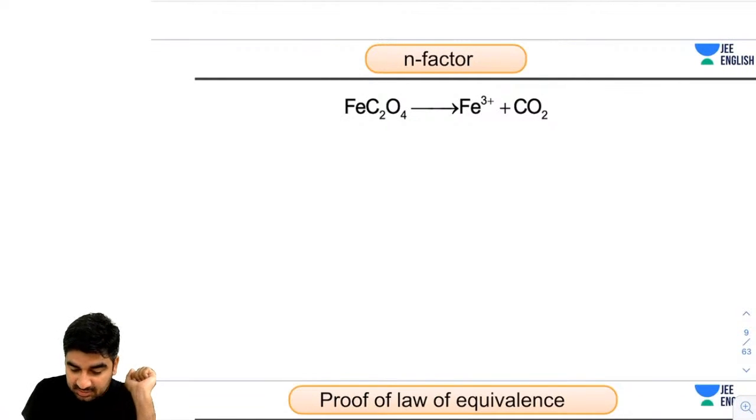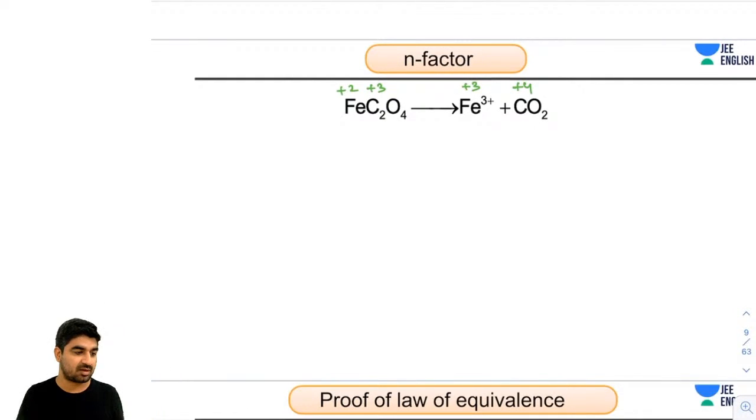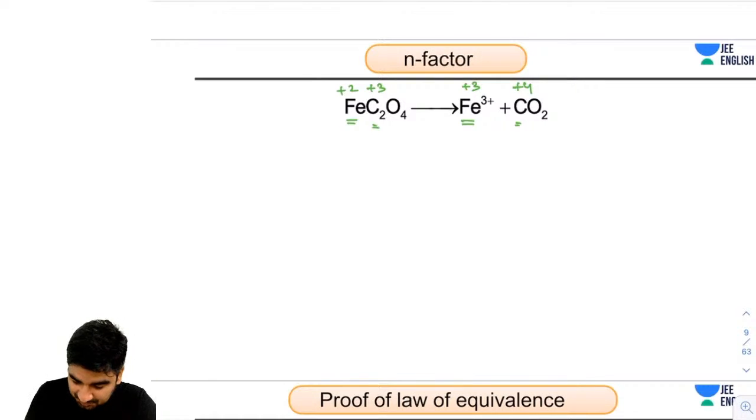So guys, here just write the oxidation state of each. This is +2, this is +3, +3, +4, right? So now guys, iron is oxidizing from +2 to +3 and carbon is going from +3 to +4. So you just have to balance iron and carbon, not anything else. Heater has done it. So let's see now.